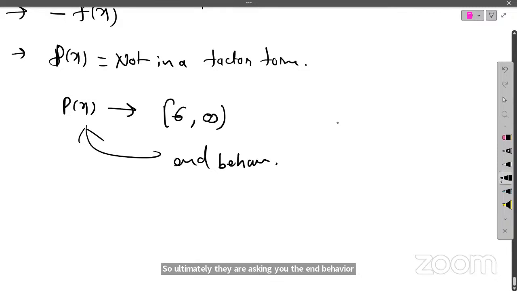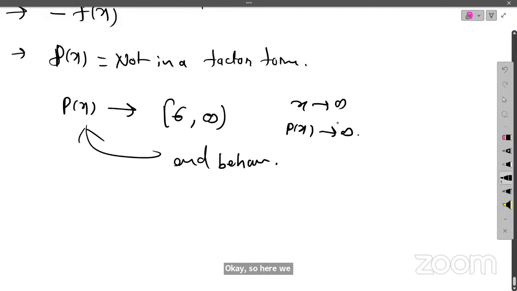Okay, so here what you can do: ultimately you just have to judge, if x goes to infinity, where does your p(x) go. This is one indirect way of asking end behavior. Okay, ma'am. Thank you so much, ma'am.